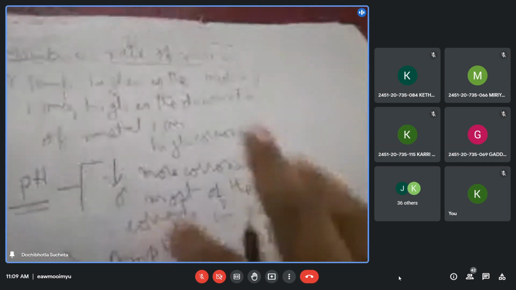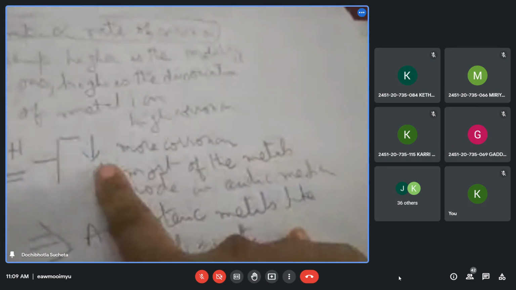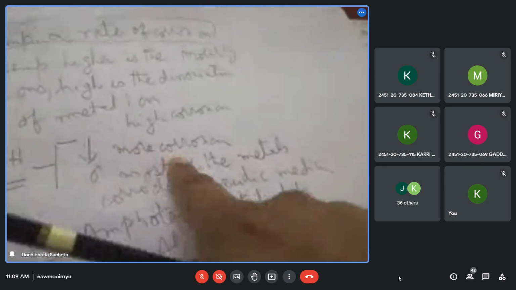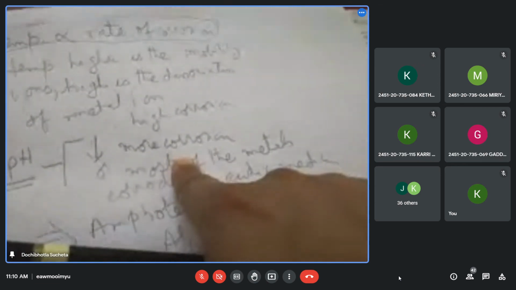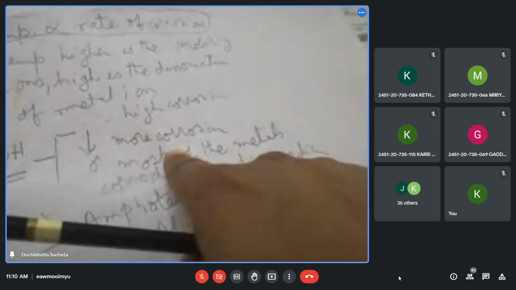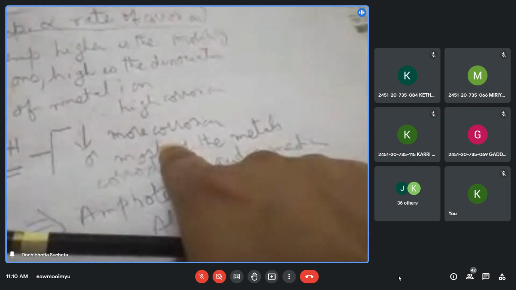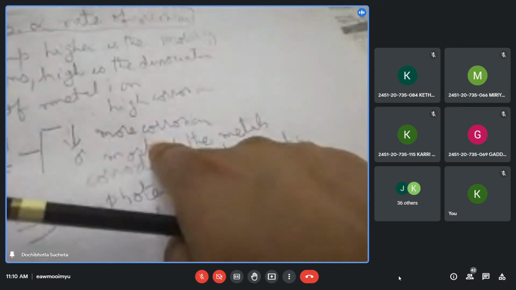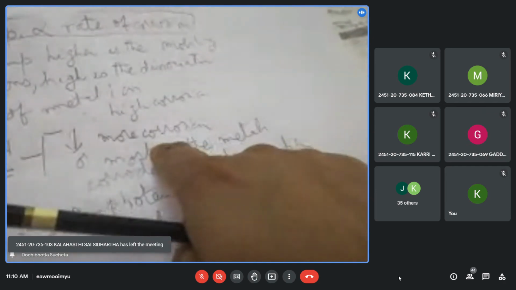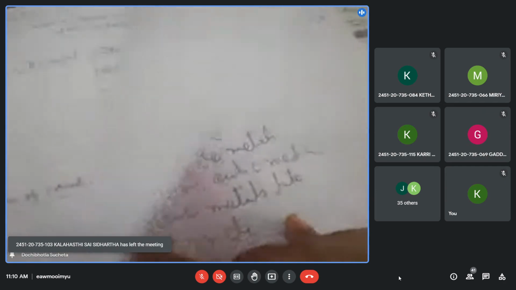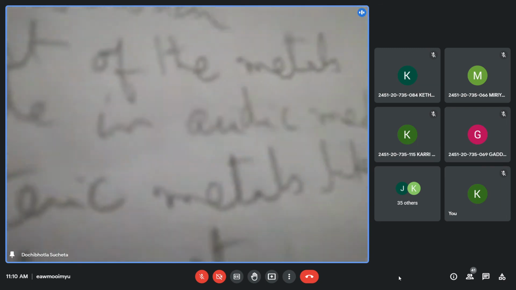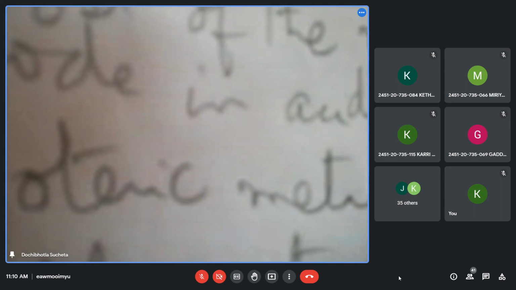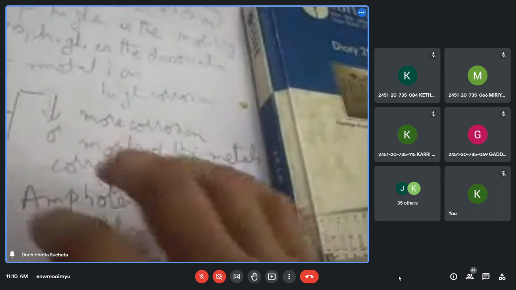But how about the pH? Less the pH, more corrosion, because most of the metals suffer corrosion in acidic medium with the evolution of hydrogen gas type of corrosion. That's a common thing if the SRP value is negative. It's an important one. But amphoteric metals suffer more corrosion in the basic medium.